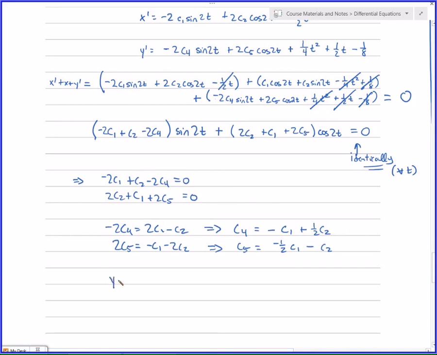So now, your x of t will be C1 cosine of 2t plus C2 sine of 2t minus 1/4 t squared plus 1/8.